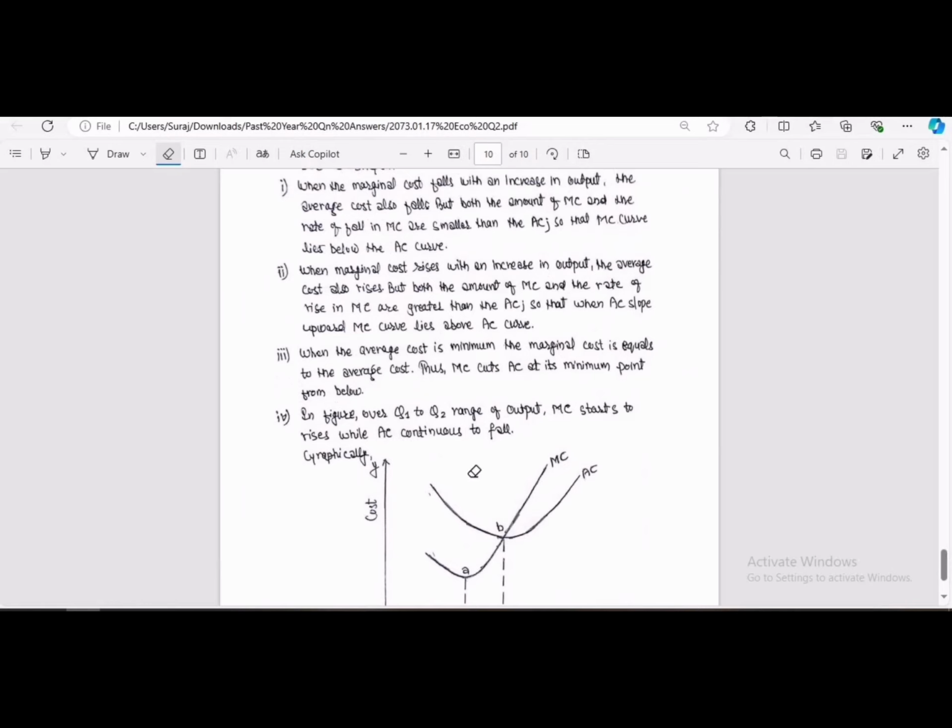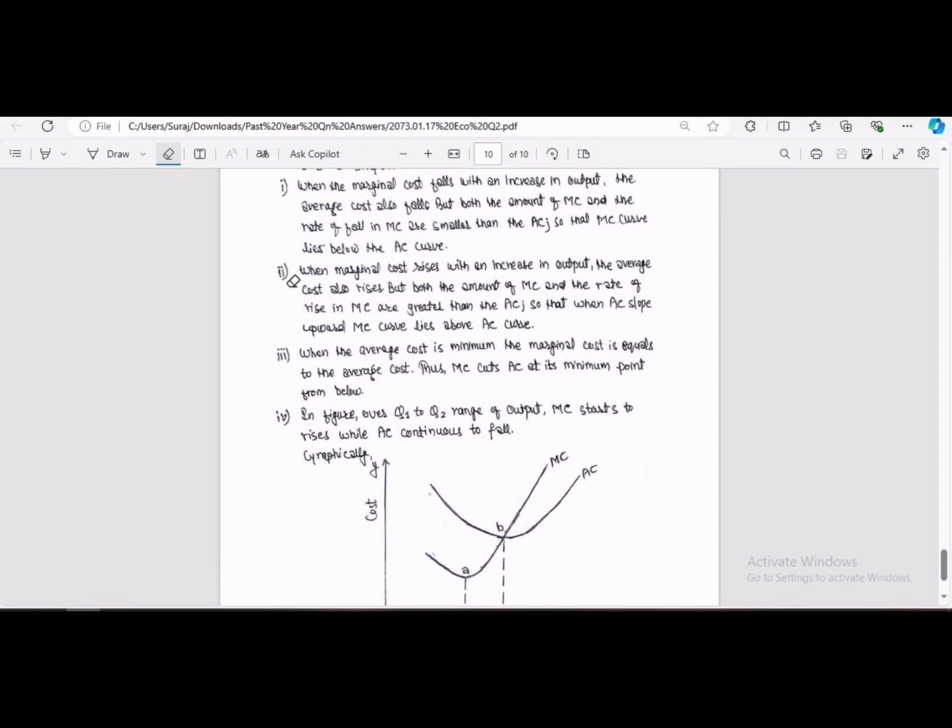So this one is MC and this one is AC curve. When the marginal cost curve falls with an increase in output, the average cost curve also falls, but both the amount of MC and the rate of fall in MC are smaller than the AC, means MC falls at more speed than the AC curve, means much faster than the AC curve.